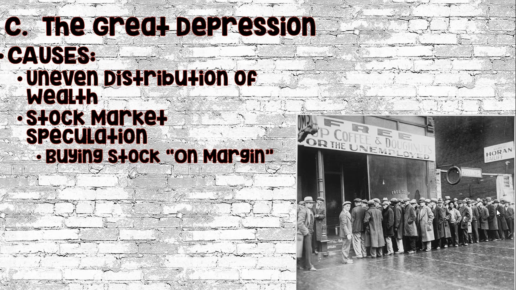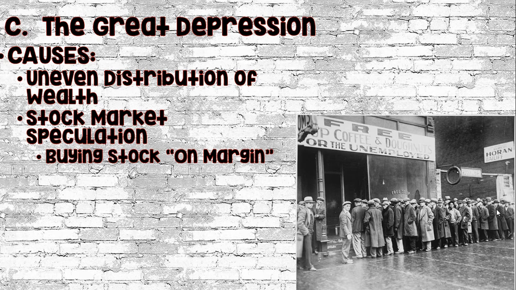Excessive buying: stocks being purchased on margin. Buying stock on margin meant only putting down a small down payment. So you weren't buying the whole thing. You were putting down a small down payment on the stock, which, as we know, people were buying a lot of things in the 20s that way, sort of like installments.